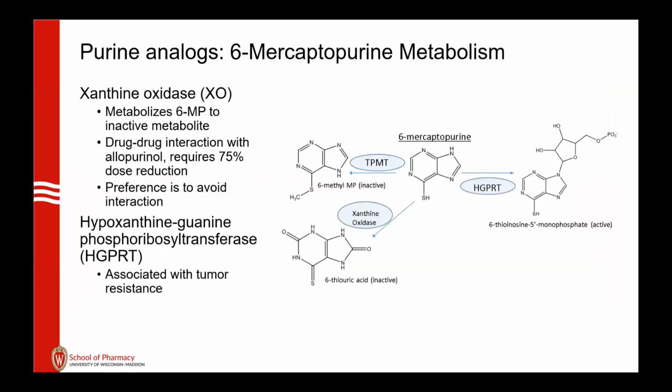Moving on to purine analogs, 6-MP metabolism. Xanthine oxidase is inhibited by allopurinol, and we prefer to not give 6-mercaptopurine with allopurinol. For most regimens, this will not be given cycle 1, so hopefully you're out of the tumor lysis weeds and don't need allopurinol. But this is the mechanism for why it's a problem.